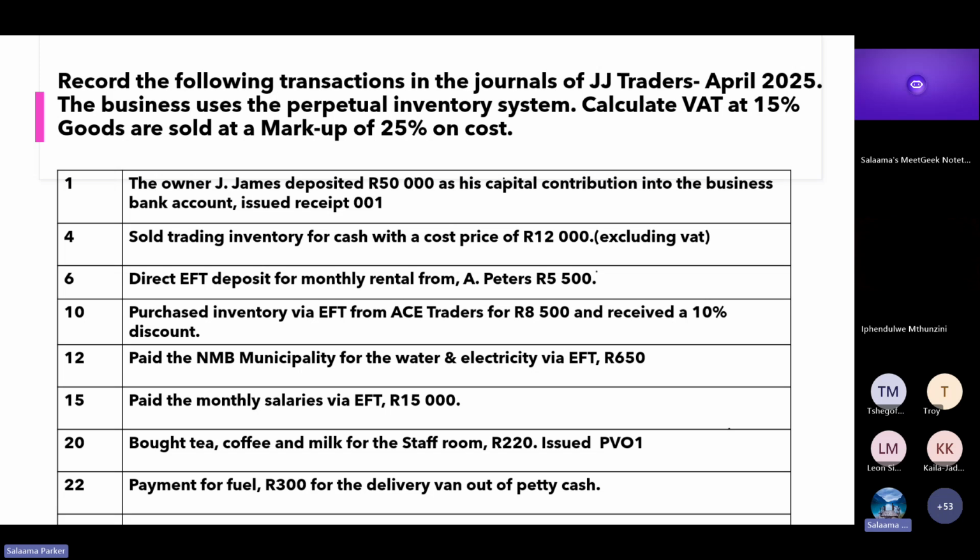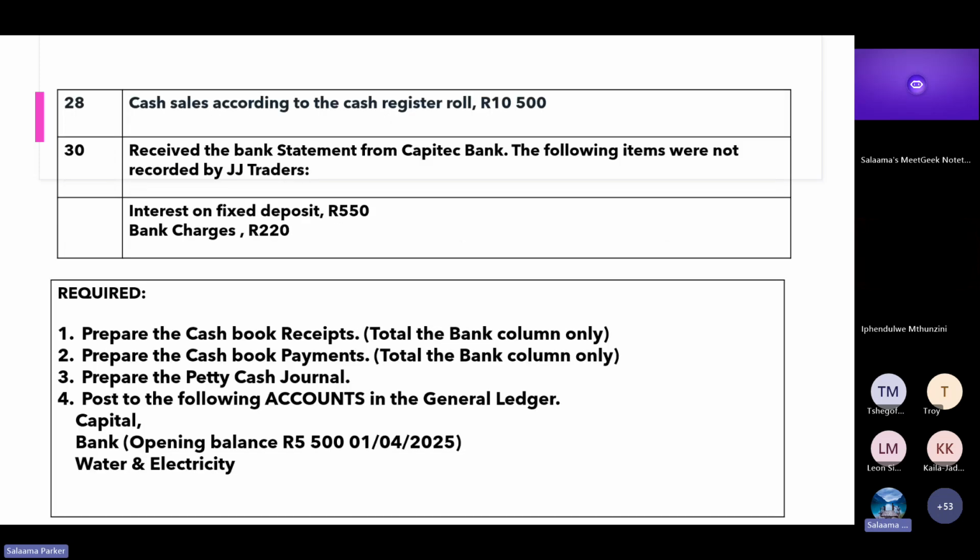And then, of course, on the next slide, the cash sales will also go to our cash book receipts. And then we also have the interest on the fixed deposit. Okay, we're receiving money. Remember another name for fixed deposit is an investment. So if they say interest on investment, it's the same as fixed deposit. Those are the transactions that will go to our cash book receipts.